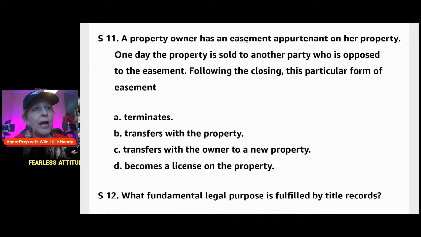So a property owner has an easement appurtenant on her property. One day the property is sold to another party who is opposed to the easement. Following the closing, this particular form of easement: A, terminates; B, transfers with the property; C, transfers with the owner to a new property; D, becomes a license of the property.